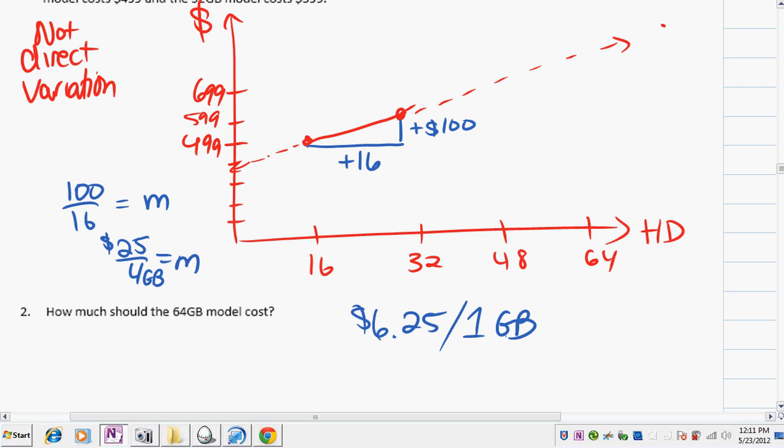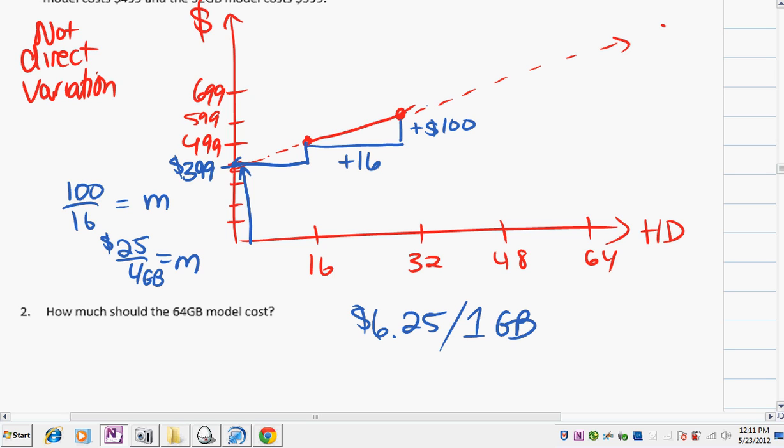So then if I'm going to go down another 16 gigabytes, I have to go down another $100. So this spot here should be $399. So no hard drive, it costs $399. What in the world am I paying for? What does this height represent? Well, some of you might say, oh, there's still other stuff. There's the screen, and the microchip, and the motherboard, and all that stuff. And yes, that is one good argument for what costs $399, and then the hard drive is just incremental.